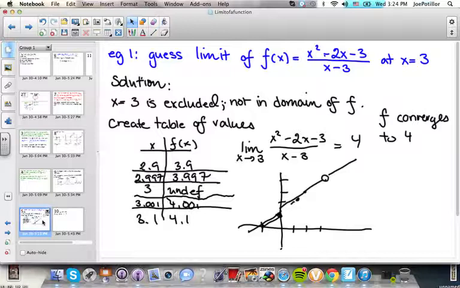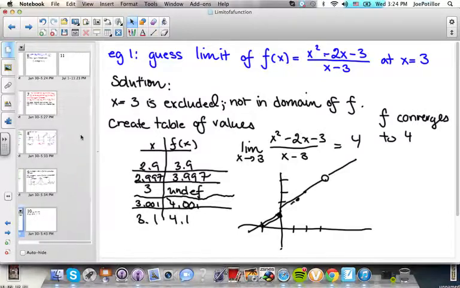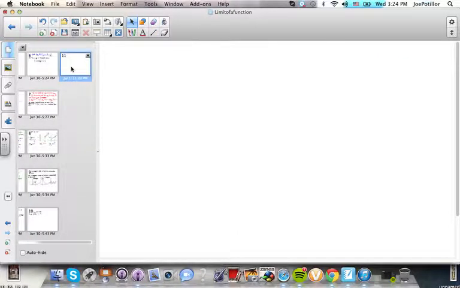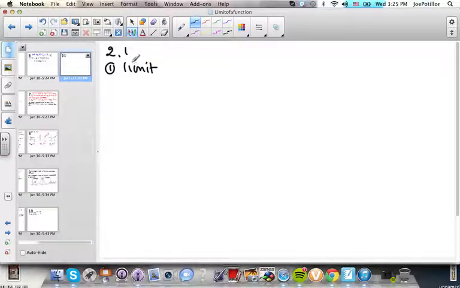Now I want to expand upon two ideas. Today's objectives are rather simple. We're continuing on lesson 2.1. I want to expand upon the idea of the limit does not exist, and I want to expand upon the formal definition of the limit.